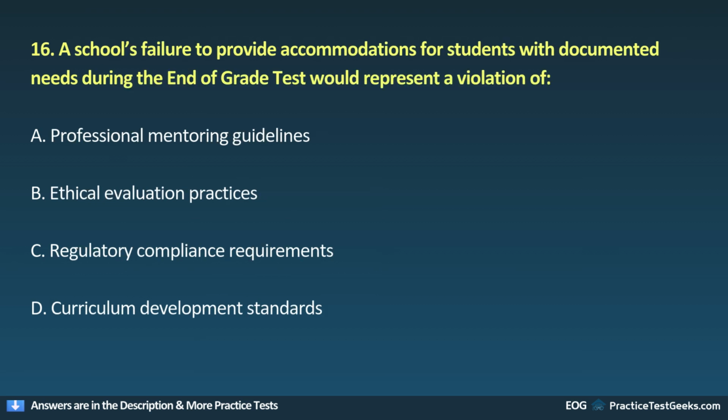16. A school's failure to provide accommodations for students with documented needs during the end-of-grade test would represent a violation of: A. Professional mentoring guidelines. B. Ethical evaluation practices. C. Regulatory compliance requirements. D. Curriculum development standards.